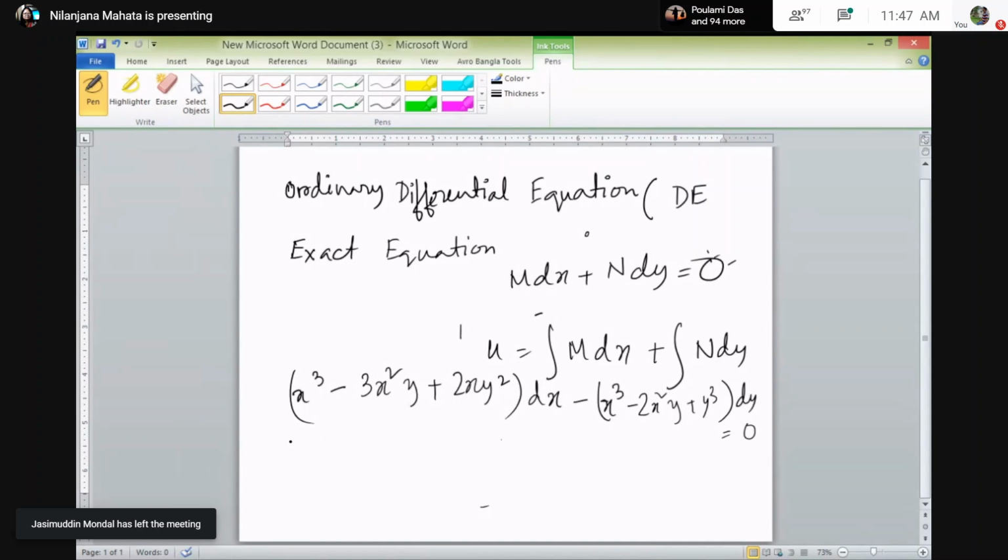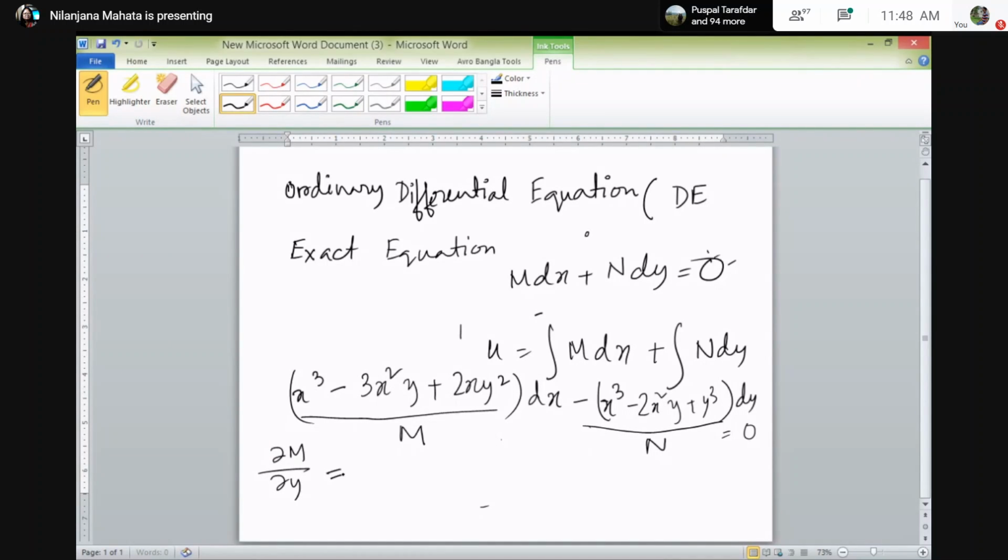Okay. So here your m is this, and this is n. So what is your del m del y? It is minus 3x square plus 4xy. And what is del n del x? It is minus 3x square, this is minus times minus, plus 4xy. So here the condition is satisfied, so this equation is exact. Now how will I solve this exact equation? This is right: del m del y is equal to del n del x.